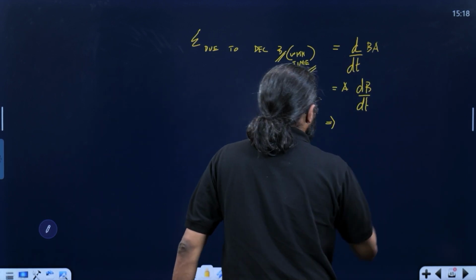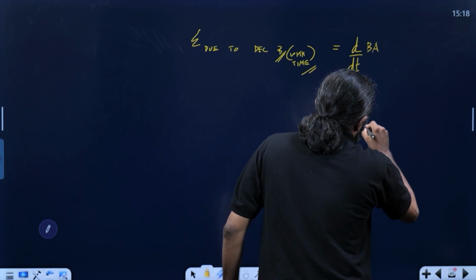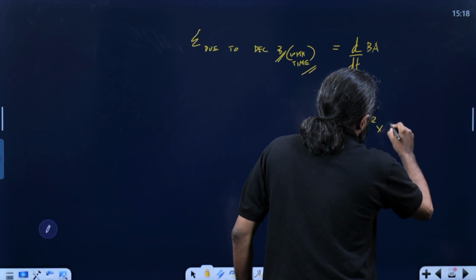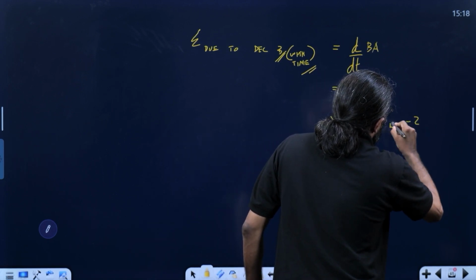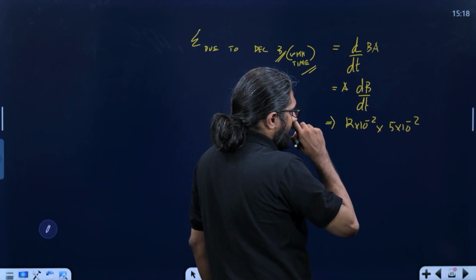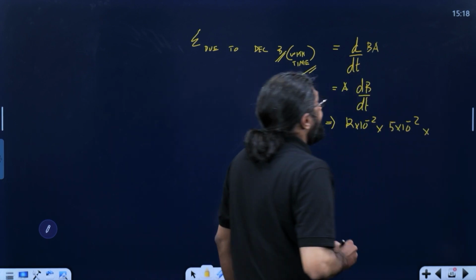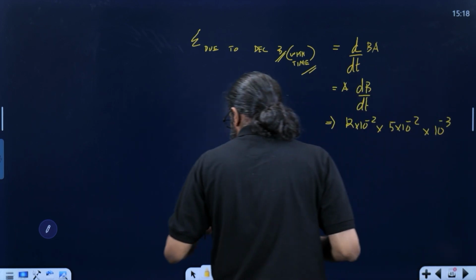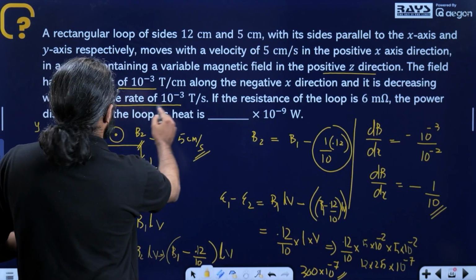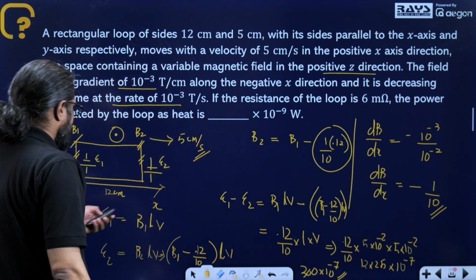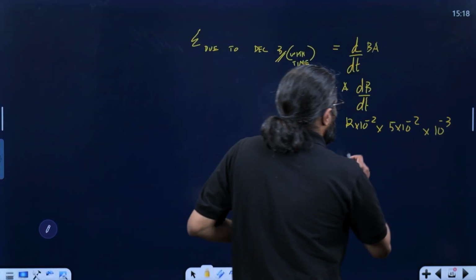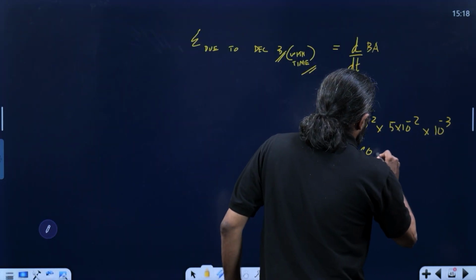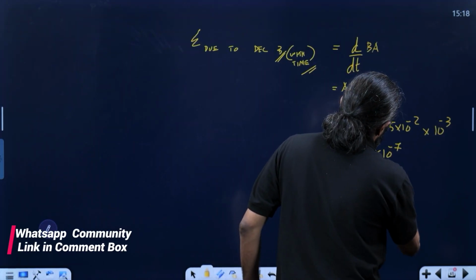നോക്കൂ, A will be equal to 12 into 10 raised to minus 2 multiplied with 5 into 10 raised to minus 2, സെന്റിമീറ്റേഴ്സിലായതുകൊണ്ടാണ് ഏരിയ ഇങ്ങനെ എടുക്കുന്നത്. That multiplied with dB by dt, that is 10 raised to minus 3. It is given in the question. മാഗ്നറ്റിക് ഫീൽഡ് ചേഞ്ച് ചെയ്യുന്ന റേറ്റ് 10 raised to minus 3 ആണെന്ന് പറഞ്ഞിട്ടുണ്ട്. That will amount to 60 into 10 raised to minus 7.